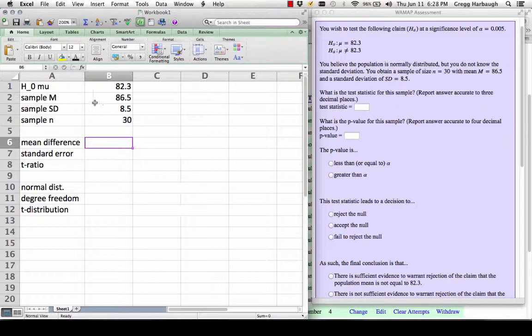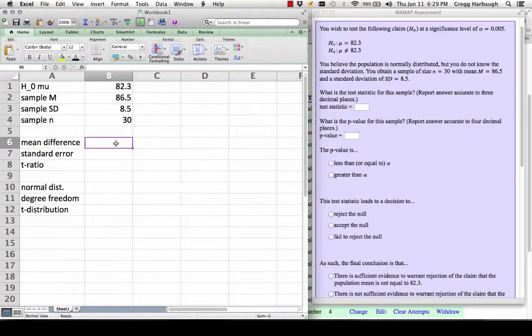In this Excel sheet, I've recorded some of the important information already from the problem that's been given. The average from the null hypothesis is 82.3. We can see that the sample mean is 86.5, the sample standard deviation is 8.5, and the sample size is 30. The problem asks for the test statistic, and then it asks us to calculate the p-value and answer some questions following the p-value.